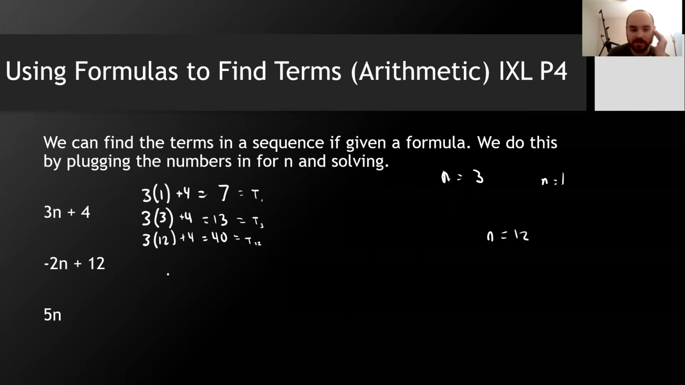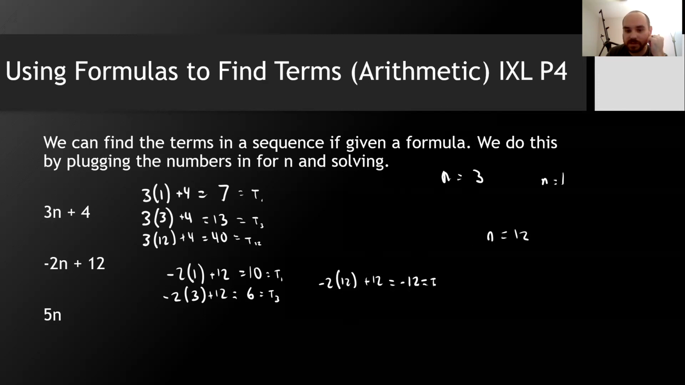We can do the same thing on the next one. So I have -2 times 1 plus 12. -2 times 1, that's -2 plus 12, that is 10. So that's T1. And then if I do -2 times 3 plus 12, -2 times 3 is -6 plus 12, that's +6, T3. And then the last one, we have -2 times 12 plus 12. -2 times 12 is -24 plus 12, that equals -12. So this is T sub 12.